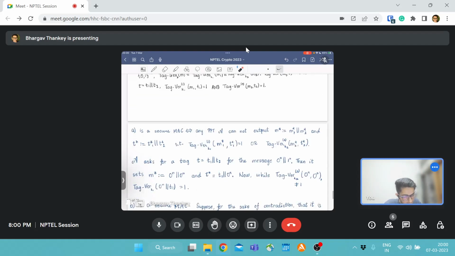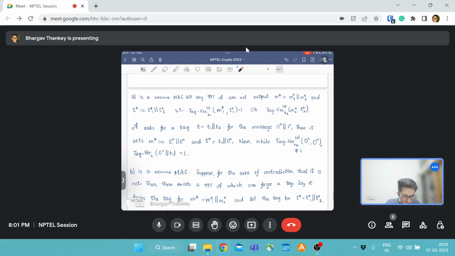What we did was we queried the new MAC scheme for any message. Now, what would that give us? That would give us a tag t equals t1, t2, where t1 is a valid tag for 0 to the n, and t2 is a valid tag for 1 to the n, right? Now, we computed a forgery for m star equals 0 to the n concatenated with 0 to the n. These two messages are clearly different. And our tag was just t1 concatenated with 0 to the n, right?